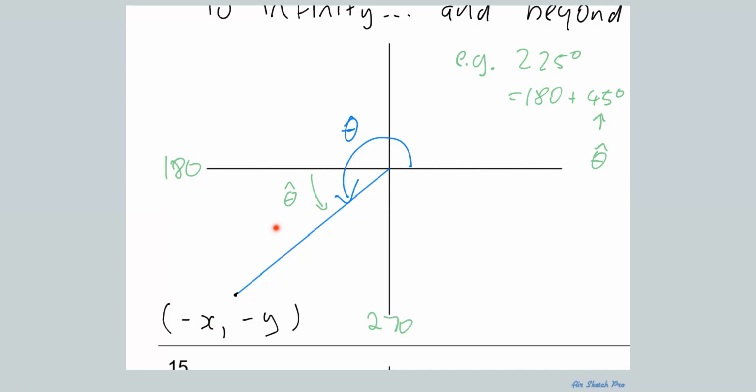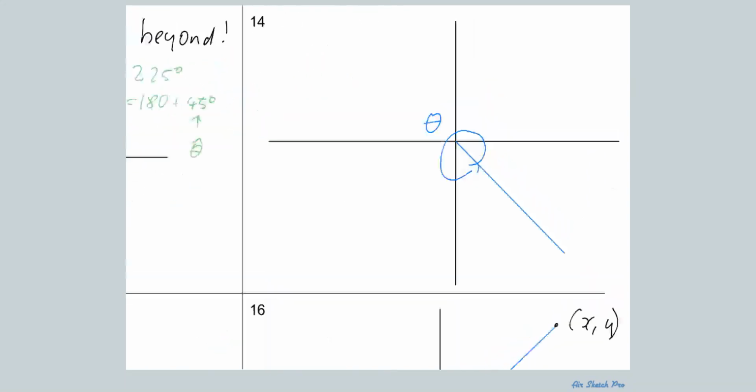Okay? So what are you doing always? You're trying to work out the acute angle, which I'm calling theta hat. You're working out the sine and cosine of that acute angle. And then you're working out which quadrant it's in to determine whether the value is positive or negative. And that's it. Believe it or not, it's as simple as that. Simple doesn't mean easy, right? I'm just saying it's a countable number of steps you have to do. The rest is understanding.